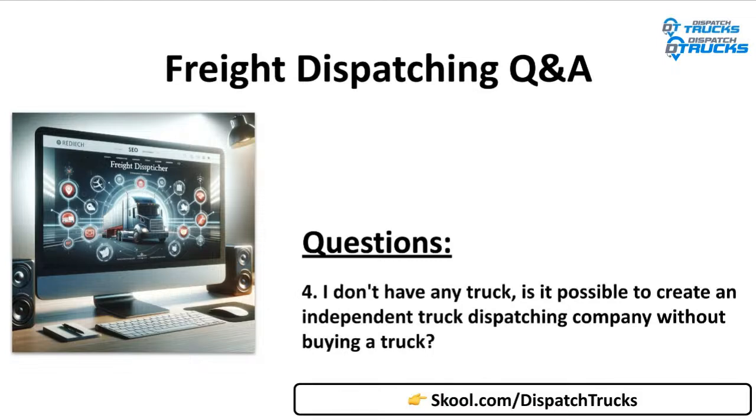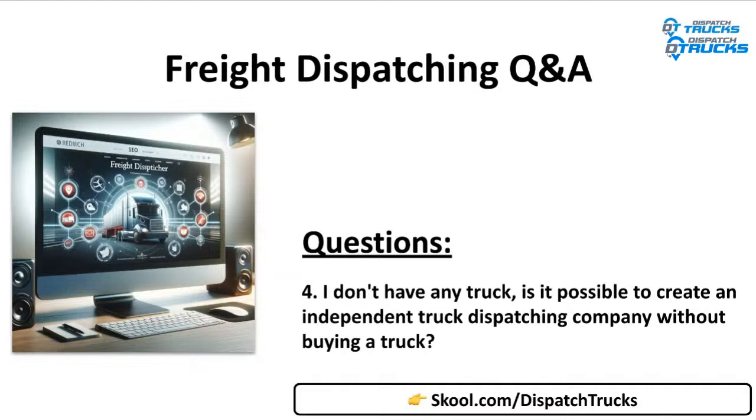So then question number 4. "I don't have any truck." This is actually something one of our members asked. "Is it possible to create an independent truck dispatching company without buying a truck?" So basically this member asked, hey, I want to start my independent freight dispatching agency, providing my dispatching services, but I'm not sure if I have to buy a truck. The reason they ask is maybe they're thinking about an MC number.